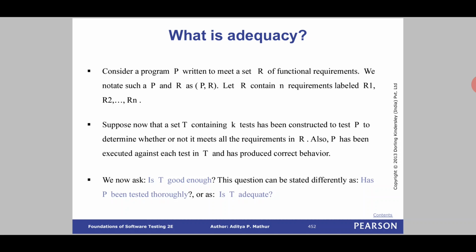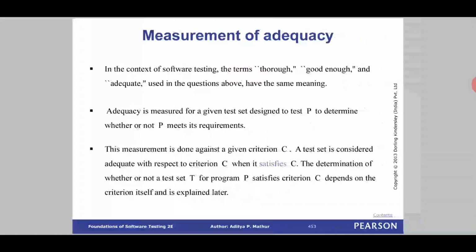That means, assume we are going to conduct test cases on the program P. P is nothing but the program, R is nothing but the requirements. If 10 requirements are there, R1, R2, R3 up to R10. Assume T is a set of test case executions. If I am going to conduct 3 test cases, I will label them T1, T2, T3. If I execute 5 test cases, I will label them T1, T2, T3, T4, T5. These are the elements of set T. That's why the capital T is nothing but a collection of test cases.